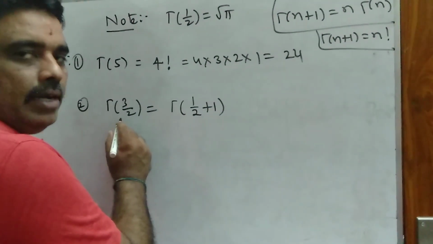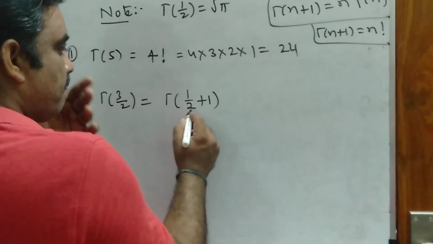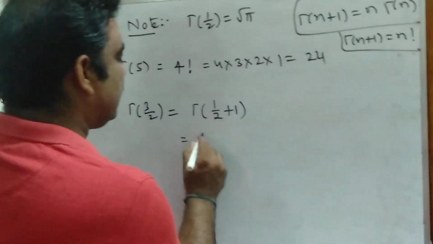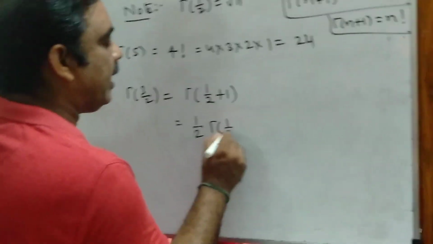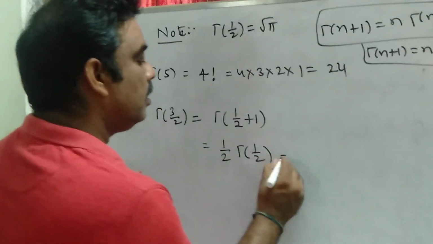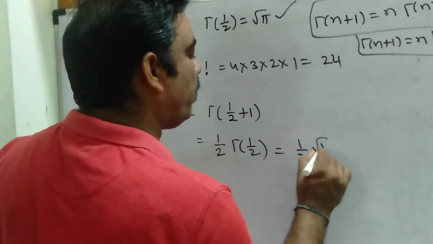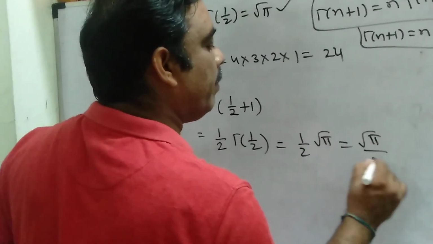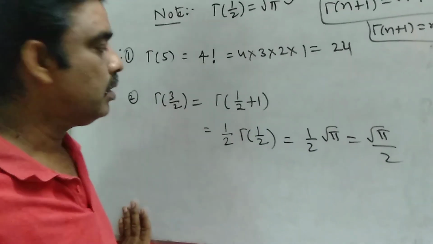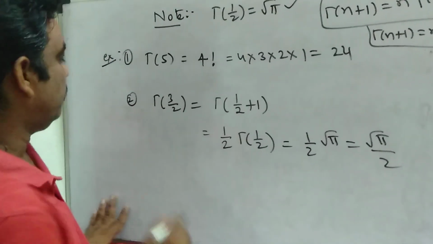So gamma of 3 by 2 can be expressed as gamma of 1 by 2 plus 1. So this is half into gamma of 1 by 2, n into gamma of n. But we know that gamma of 1 by 2 is equal to root pi. So half into root pi is equal to root pi by 2. Gamma of 3 by 2 is root pi by 2.